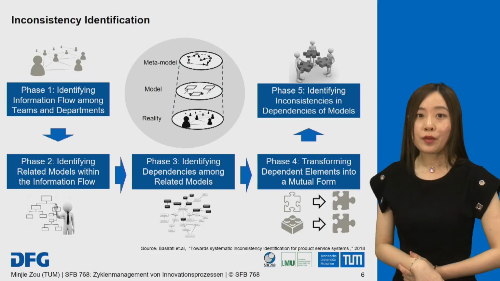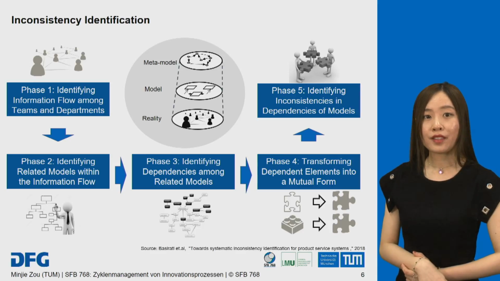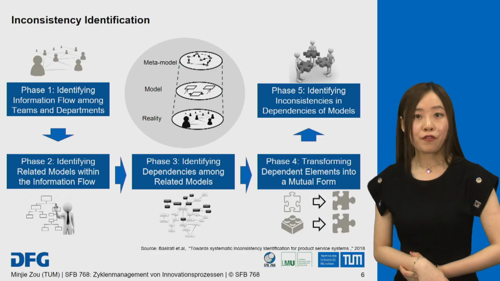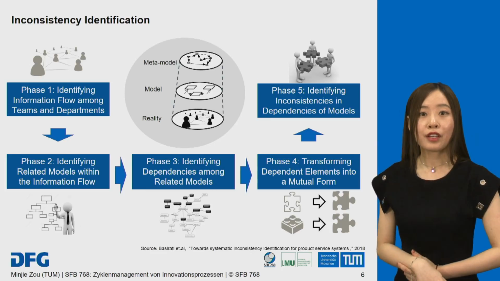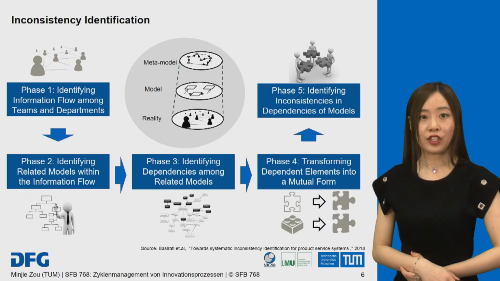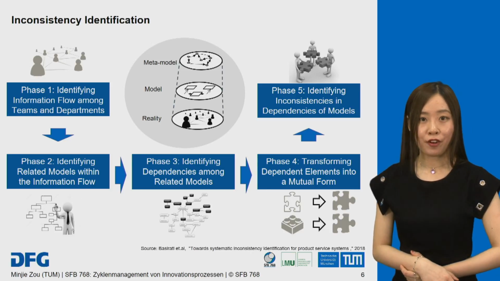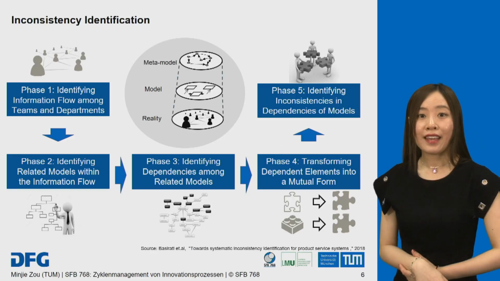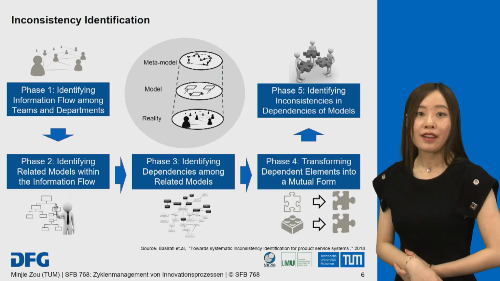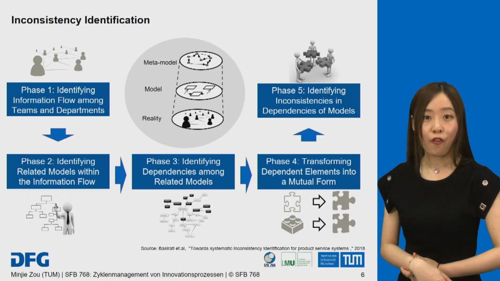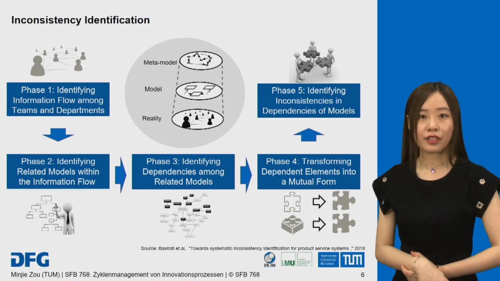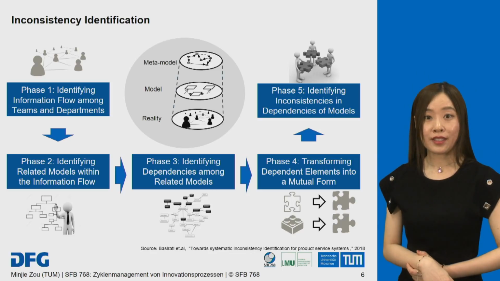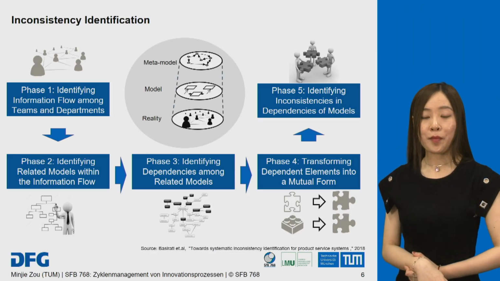However, because the models are from heterogeneous domains and teams, they come in different languages and forms. Therefore, a general formal form is needed to consolidate and compare the information. This is done in the fourth phase. Finally, in the last phase, dependent information in the same form can be analyzed with regard to some rationale and user-defined rules. To this end, inconsistencies can be exposed.